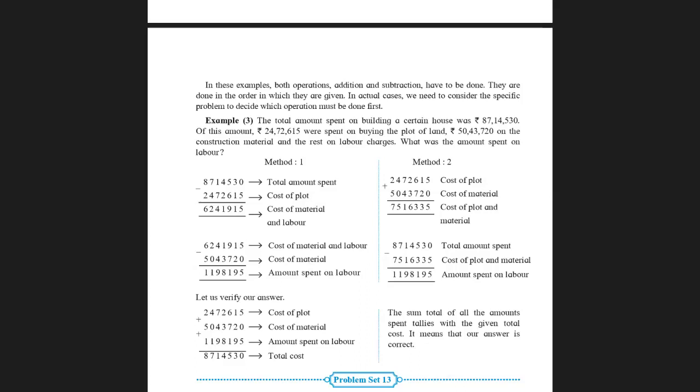The second method is what I told you first. We are going to add the cost of the plot and the material. Both I add. I get 75,16,335, and this I subtract from the total amount spent on building the house. So I'll get the amount spent on labor, which is 11,98,195. So this is another method. Both the methods are correct. Whichever you feel is easy for you to understand and do, you can follow that method.